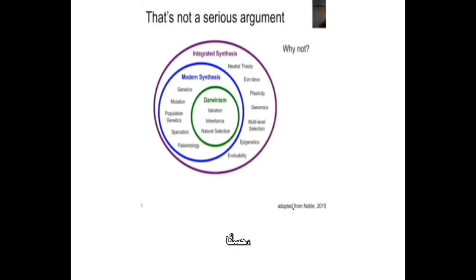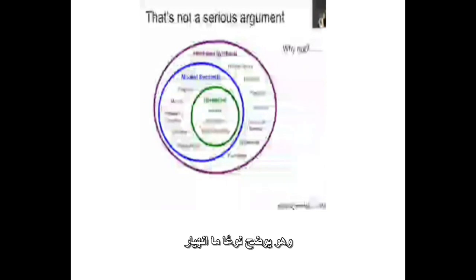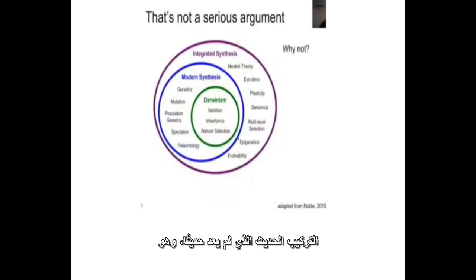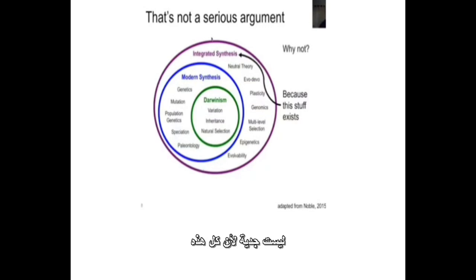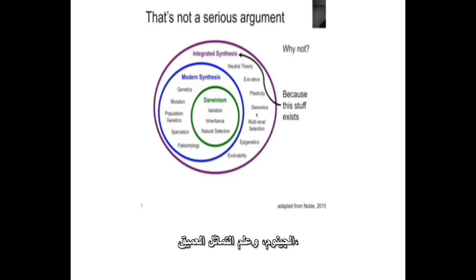Why not? Well, here's a figure that I use when I teach intro-level evolutionary biology. It shows kind of the breakdown of evolutionary theory into three main eras, right? So you've got Darwinism, you've got the modern synthesis, which is not modern anymore, that's from the 1940s, and then you have the modern version of evolutionary theory, which I and other people call the integrated synthesis. Well, Michael Behe spends a great deal of time arguing against the modern synthesis. Why is that argument against evolution just not serious? Because all of this stuff exists. Neutral theory exists, evo-devo exists, genomics, deep homology, epigenetics, all of that stuff exists.